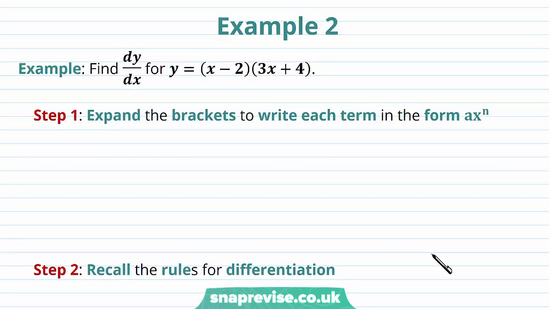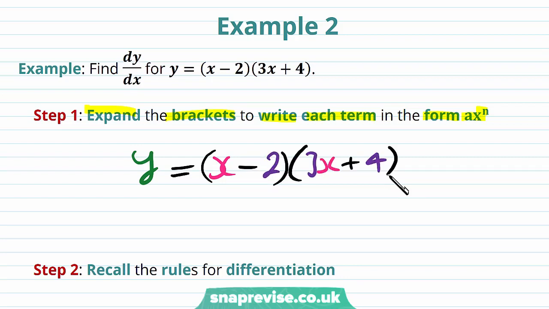Our second example asks us to find dy by dx for y is equal to x minus 2 multiplied by 3x plus 4. Our first step is to expand the brackets to write each term in the form ax to the power of n. We have that y is equal to the two brackets multiplied together, x minus 2 multiplied by 3x plus 4. And so by expanding this out, we get the following.